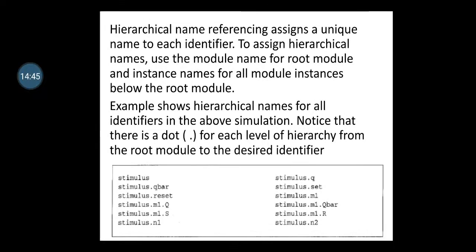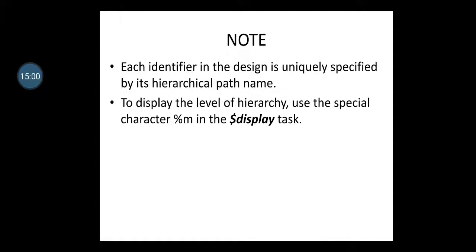Now, you can observe every variable is declared, every instantiation is declared, every signal is declared, and every one has its own unique identifier name, and this overall concept is now called hierarchical name referencing. So let us have some important notes about it now. Each identifier in the design is uniquely specified by its hierarchical path name.